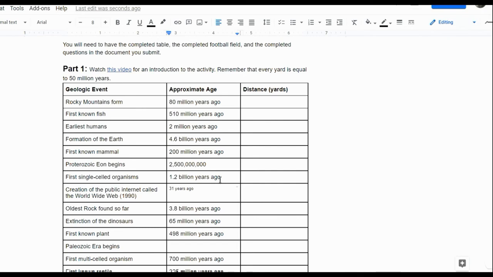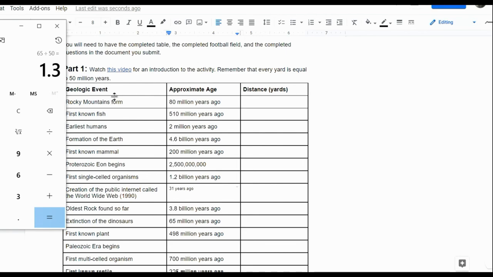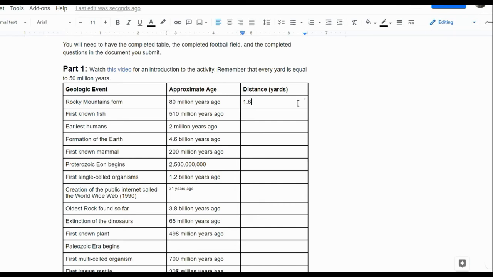When you're done, you're going to fill in the distance column. And to do that, you're going to take this conversion factor that's listed in the instructions here. 50 million years is equal to 1 yard. So what you're going to do is take your years ago from the middle column, divide it by 50 million, and put that answer in your yards column. So there's 80 million years ago, and we're going to divide by 50 million. And that answer will be the distance in yards away from the present. So it's 1.6 yards away from the present.